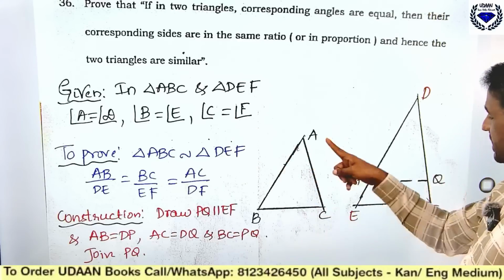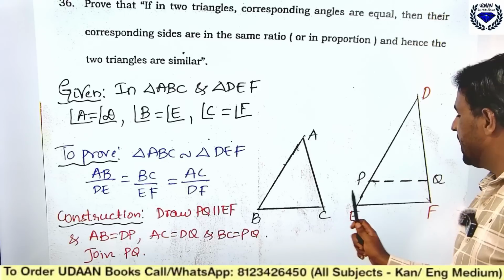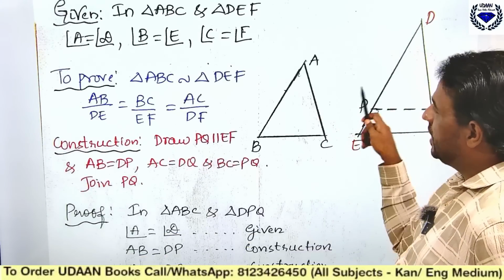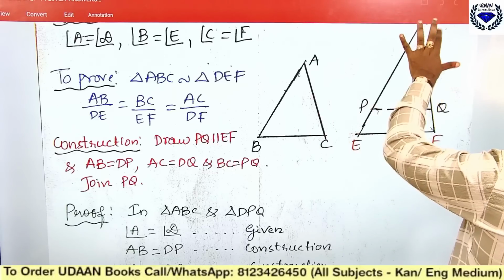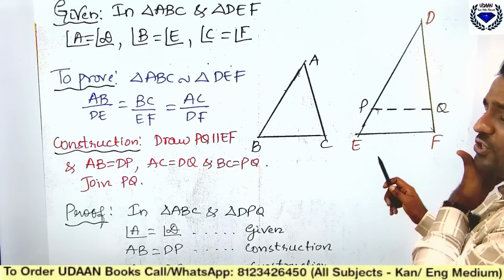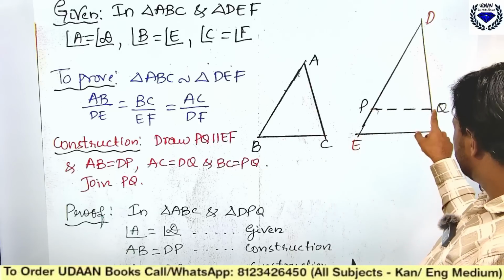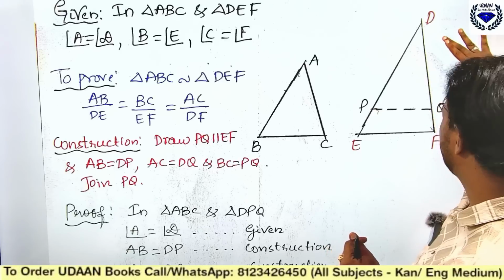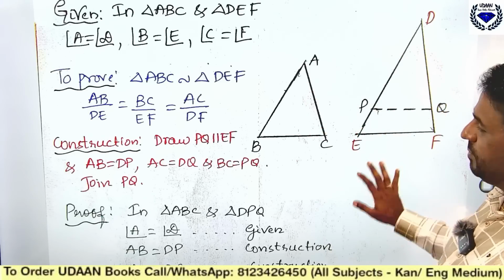See, in triangle ABC and in triangle DEF, you know corresponding angles: angle A and D are equal, angle B is equal to angle E, angle C is equal to angle F. We should prove that these two triangles are similar, that is, AB by DE equal to AC by DF should be equal to BC by EF. Then for this you should draw a construction. Mark AB equal to DP, AC equal to DQ, and BC equal to PQ. You should just put it here and join PQ.